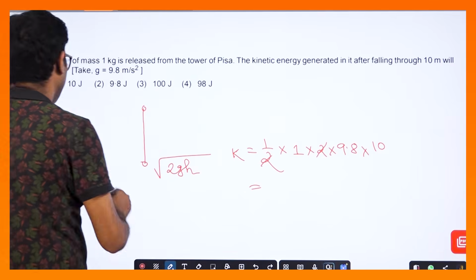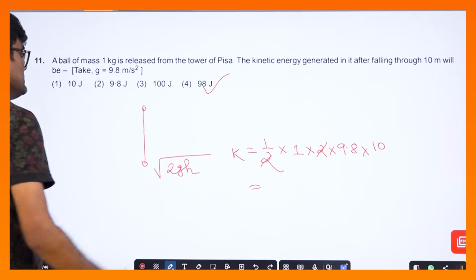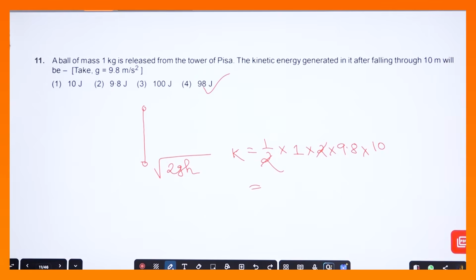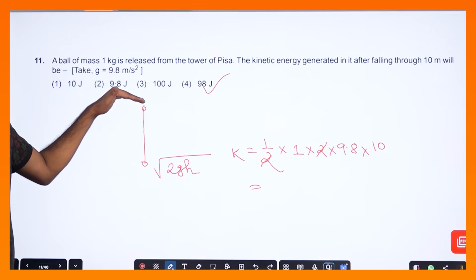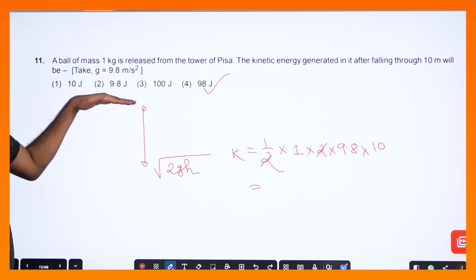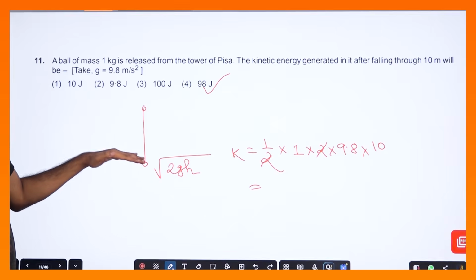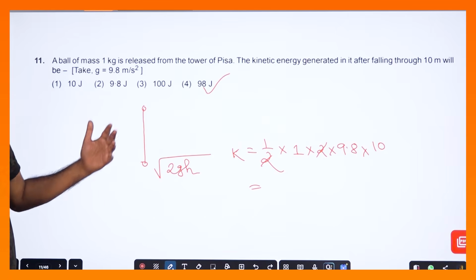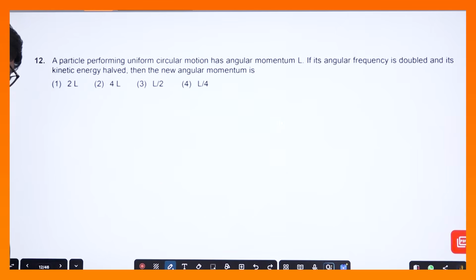It is 98 joule, the correct answer for this question, right? It can be simply done by conservation of energy as well, because here the potential energy is mgh, kinetic energy is 0. So here the kinetic energy will be the same as potential energy.